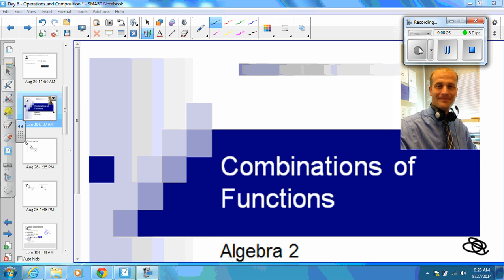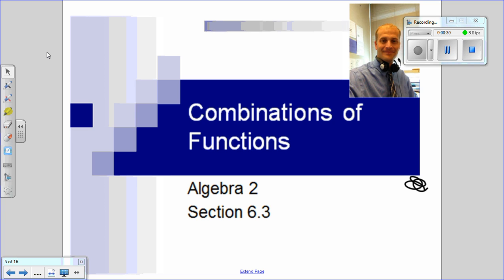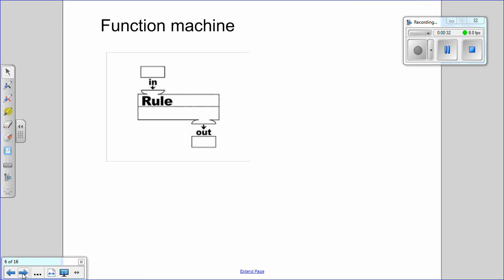So here's what we're doing today. We are doing combination of functions. And to start this, we are going to introduce something called a function machine. A function machine is just a graphic way to think about what a function is.